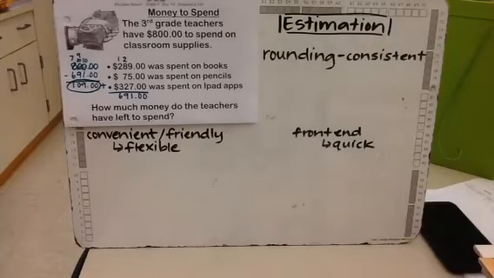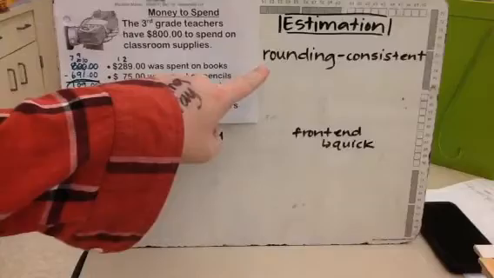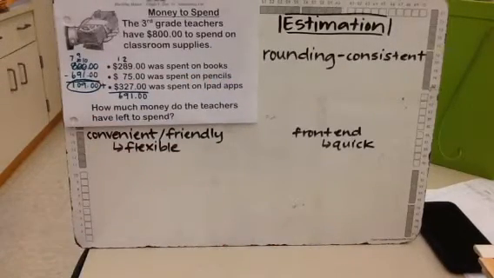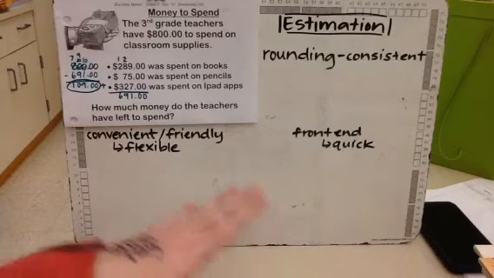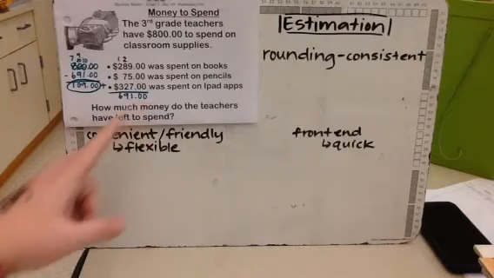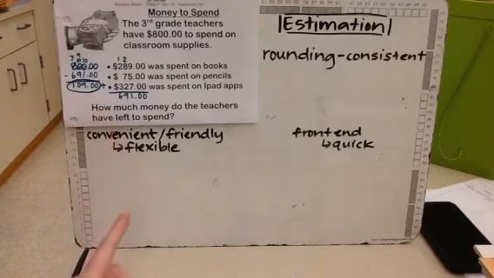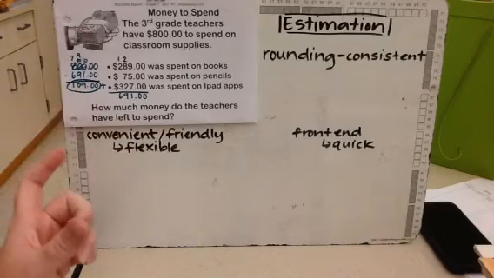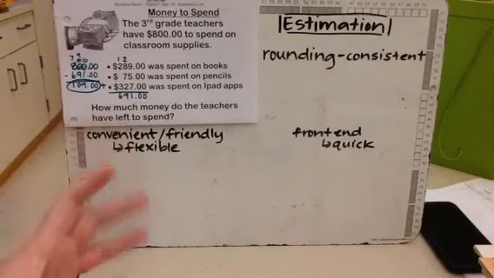This video is going to be modeling for you some estimation strategies. One of them will be reviewing rounding, and then I will be introducing you to two new strategies. In third grade, we use estimation to check for reasonableness. So we've already solved the problem with the actual numbers, and now we're going to solve it again, but with easier numbers, and then we can check to see if our original work is reasonable, if the estimate and the actual solution are close to each other.